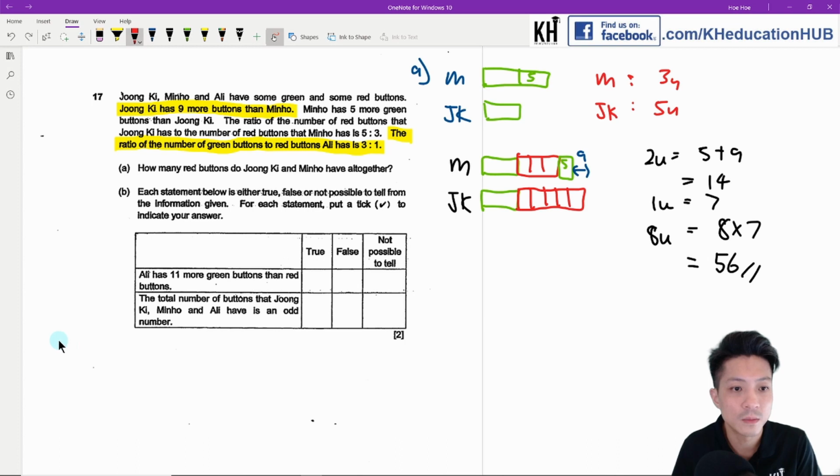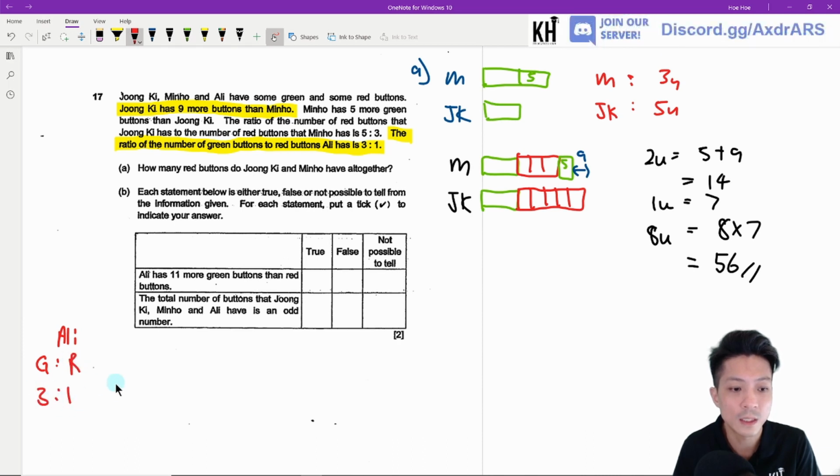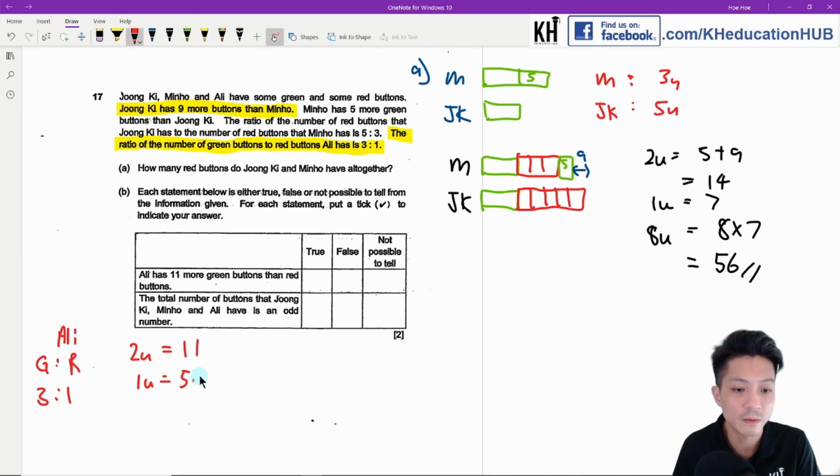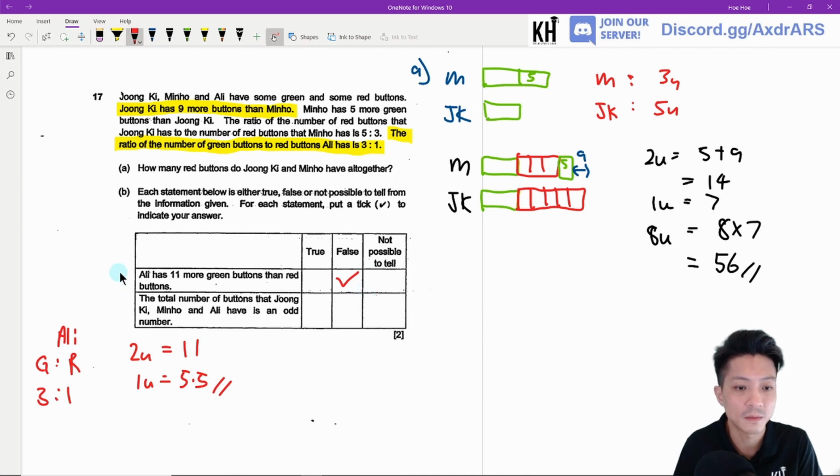which means that for Ali, green to red is 3:1, which means that 2 units is equal to 11, and 1 unit is going to be equal to 5.5. Okay, I think it is wrong because you cannot have half a button, which means that for the first sentence it should be false. Okay, for the second sentence, the total number of buttons that Joong Ki, Minho, and Ali have is an odd number.